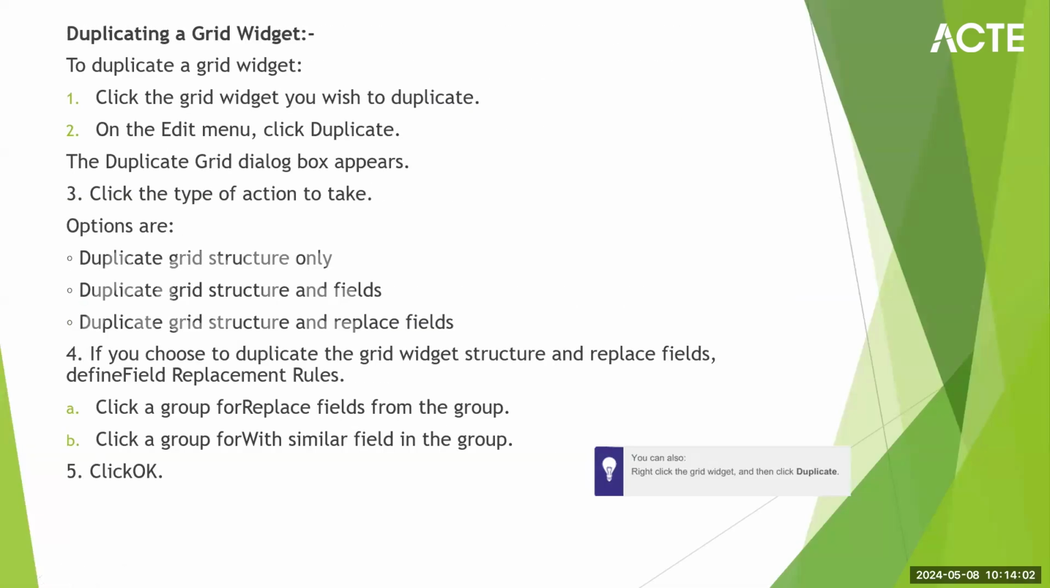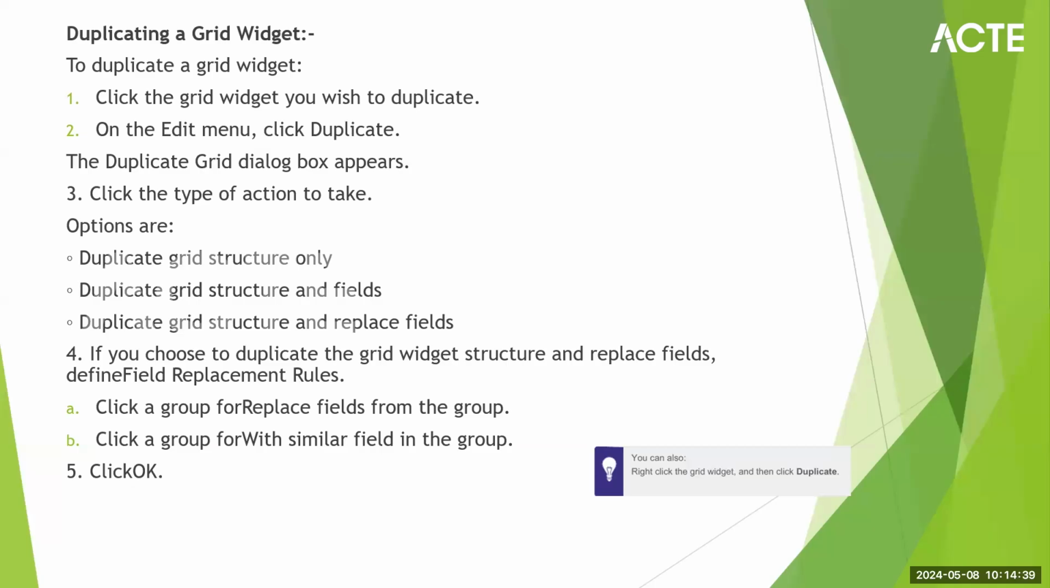Duplicating a grid wizard. To duplicate a grid wizard, click the grid wizard you wish to duplicate. On the edit menu, click duplicate. The duplicate grid dialog box will appear, and click the type of action to take. The options are: duplicate grid structure only, duplicate grid structure and fields, and grid structure and replace fields. These are the types of duplicate available.